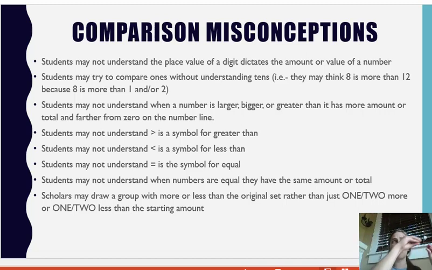Any kind of number line that shows 1, then 2, then 3, then 4, having them see that, okay, as I'm counting forwards, my numbers are growing, I'm getting more every time I count. Those are great ones. They may not understand the symbols of greater than, less than, or equal to.